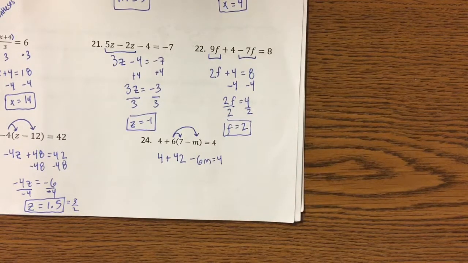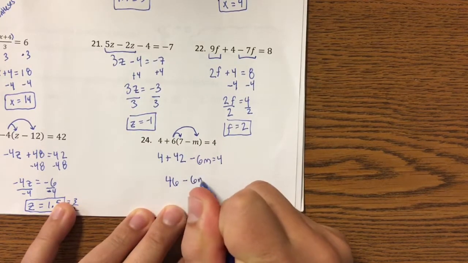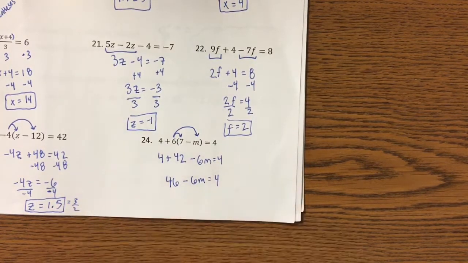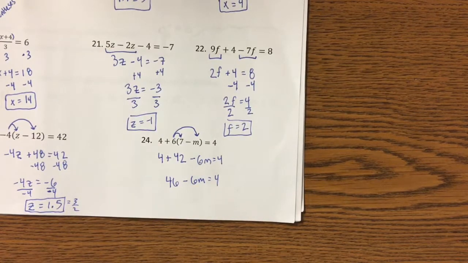So we do have some like terms for us to combine. 4 plus 42 would be 46. So 46 minus 6m equals 4. So this is not written in the same order as all the other ones. When we had all the other two-step equations, we had the variable term first, and this is second. That doesn't really change how you're going to approach the problem. You're still going to try to get rid of that constant first.